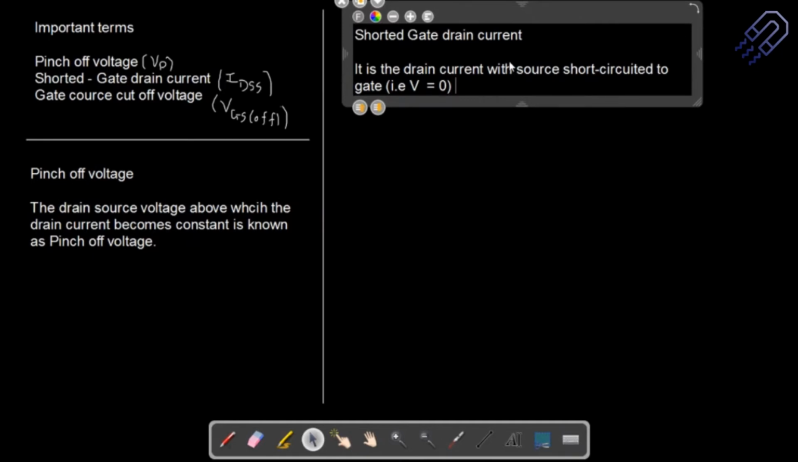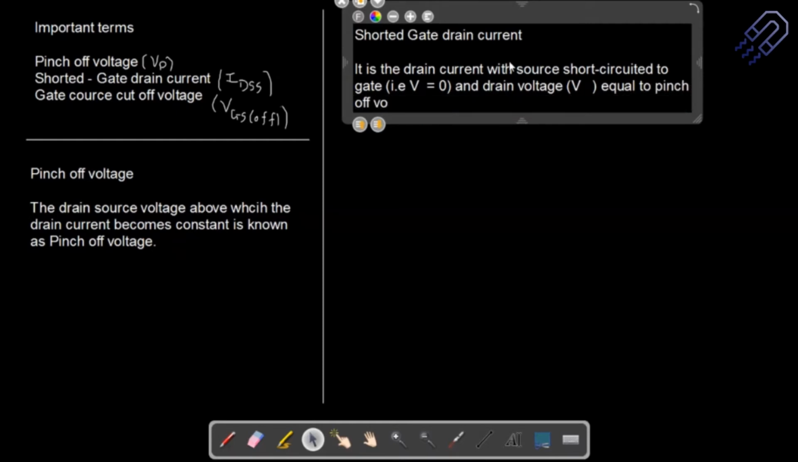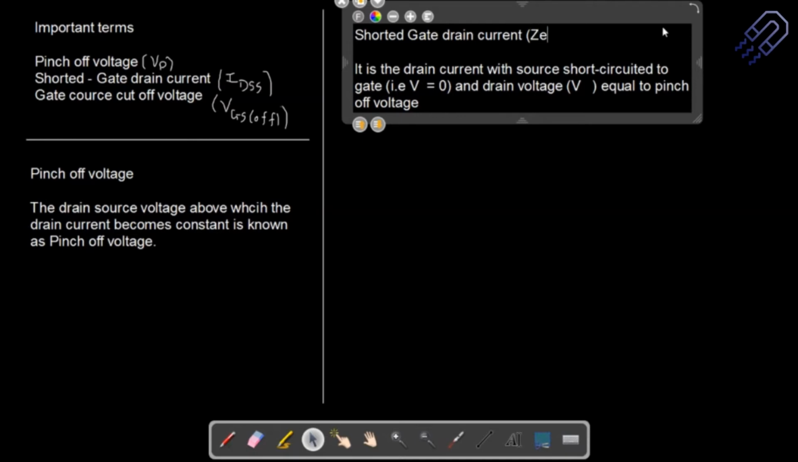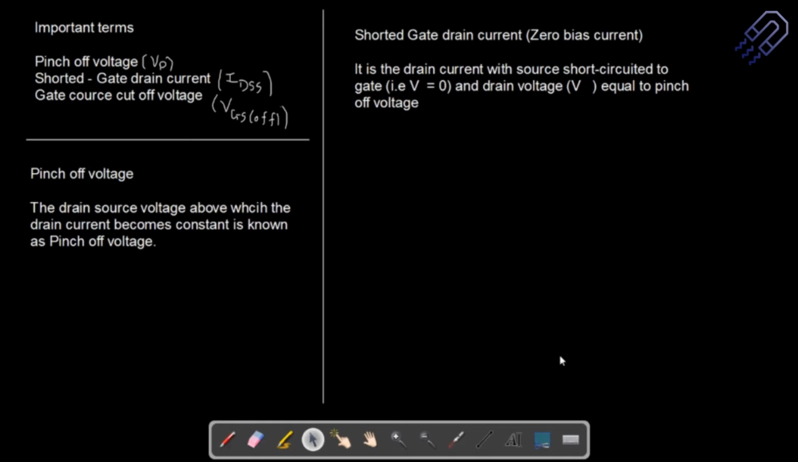And the drain voltage, I'll draw the figure for you, that is VDS equal to the pinch off voltage. So it is connected. It is also called zero bias current, because we are not applying any kind of bias at the input. Maybe we can just draw this figure once, and then I think it will be more clear.